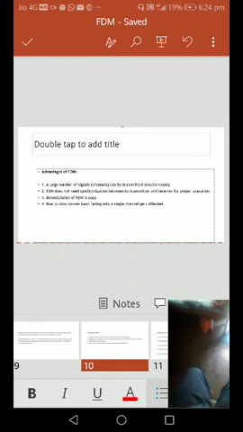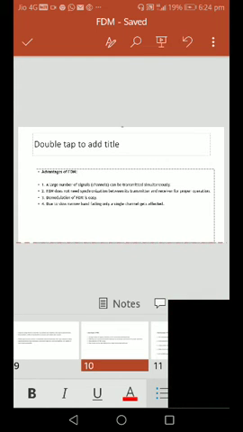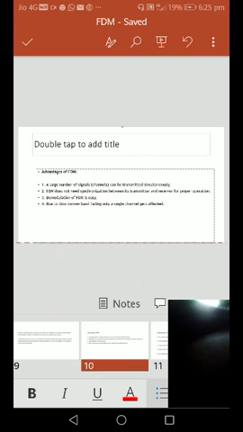And the second advantage of frequency division multiplexing is that it does not need synchronization between the transmitter and receiver for proper operation.